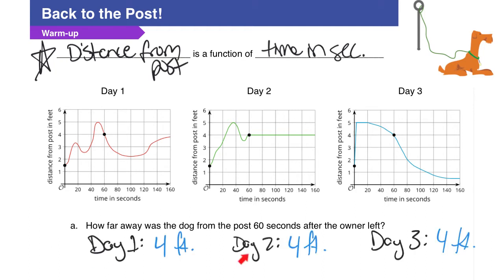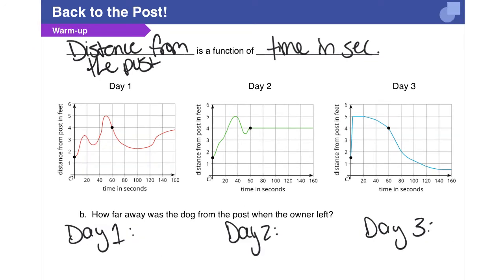We can see that on each graph for each day, 60 seconds after the owner left, the dog was 4 feet away from the post. Next question, how far away was the dog from the post when the owner left? On day 1, we can see that when the owner left, the dog was going to be 1.5 feet away from the post. And we can see that that was true for the other 2 days as well.